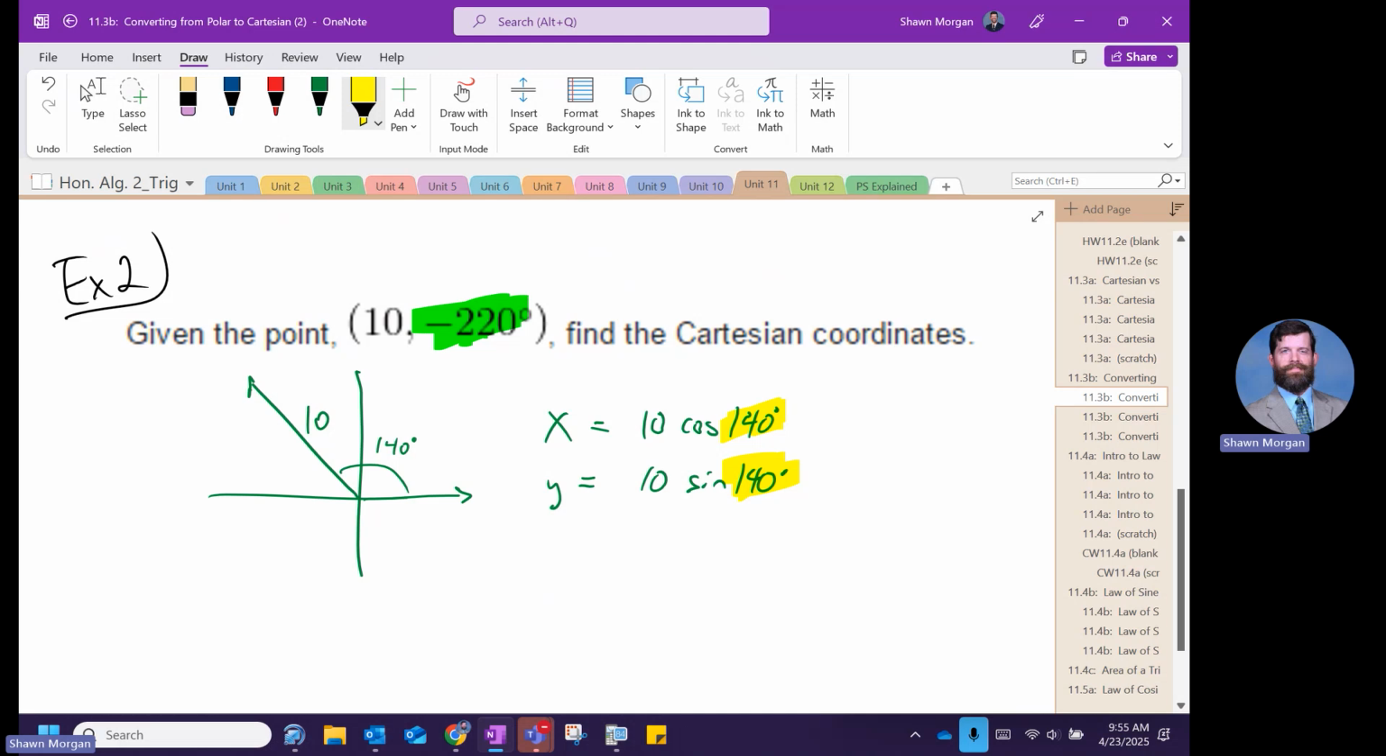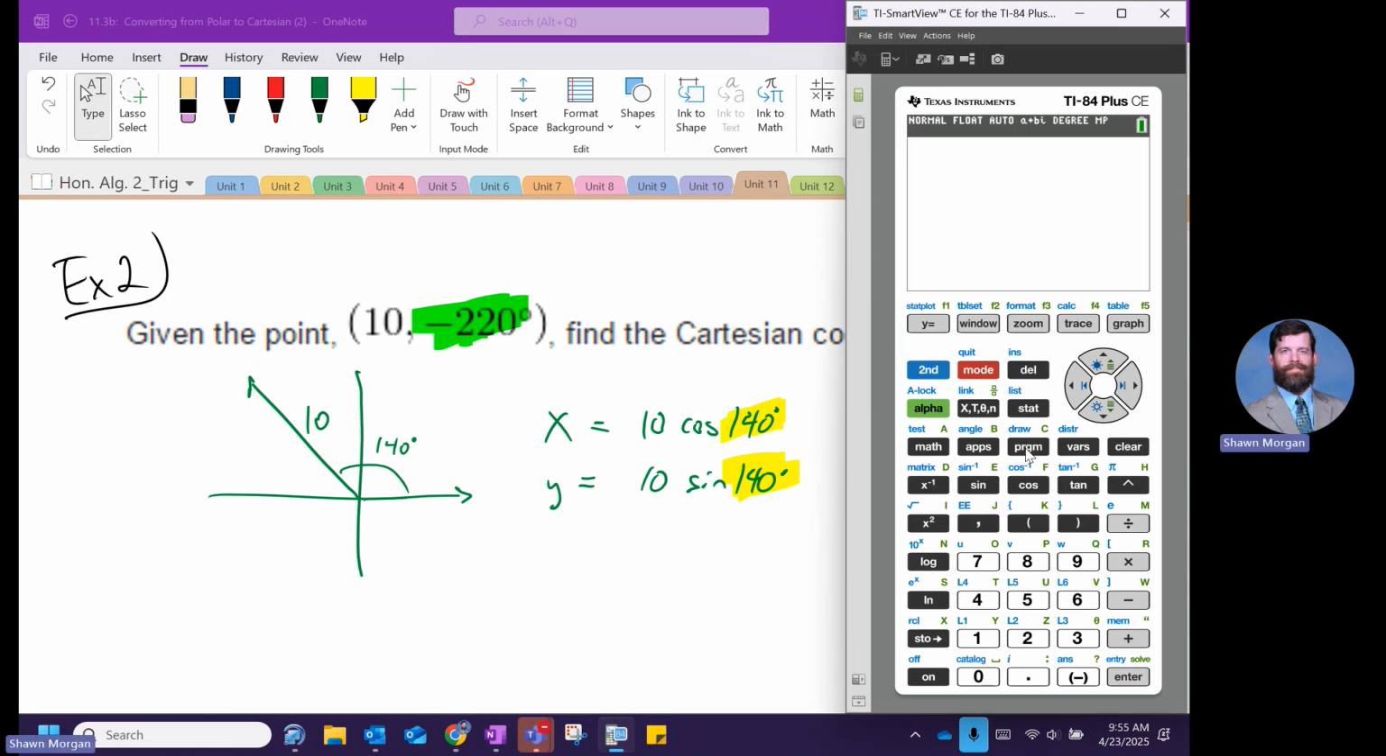And I said this is a calculator question. What mode should my calculator be in? All right, I should definitely be in degree mode. So we're going to go 10 times the cosine of 140. You get about negative 7.66.